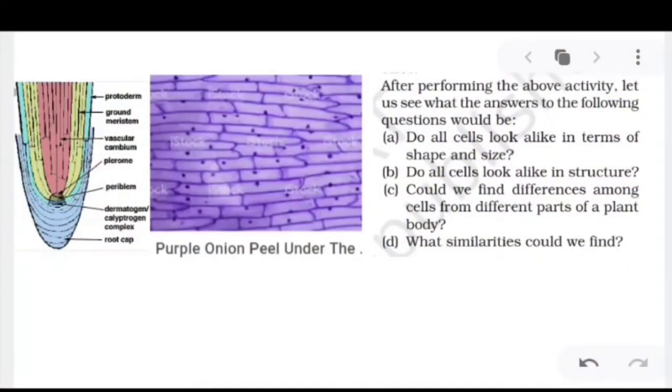Students, we have seen previously the onion root peel, onion peels, and that we can try preparing the temporary mounts of the leaf peels.